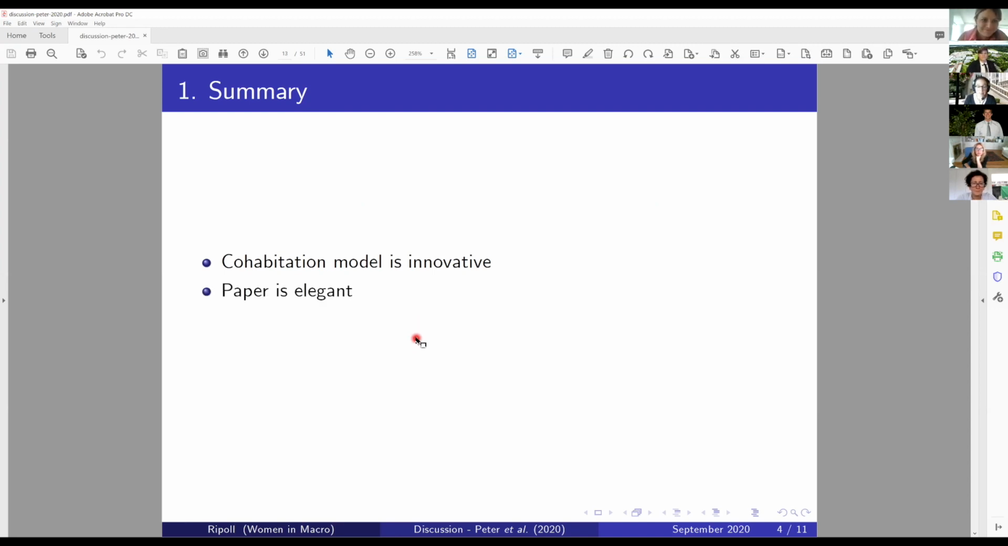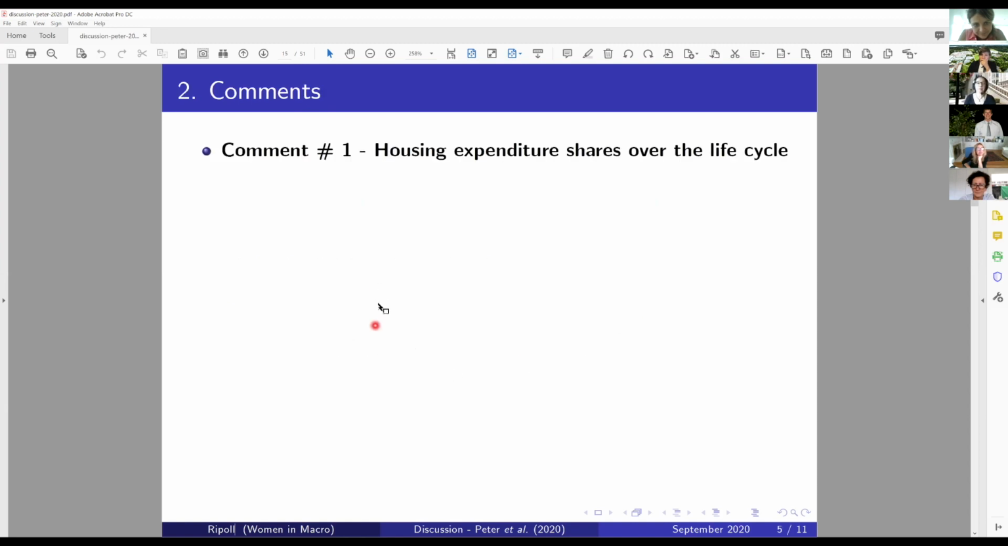So how about this? The paper is elegant. I think the paper has a very nice balance between the math and the economic intuition. It's just a gorgeous paper. It's written in a way that has a lot of economic insight. So here are my comments, so I'll accelerate a little bit.